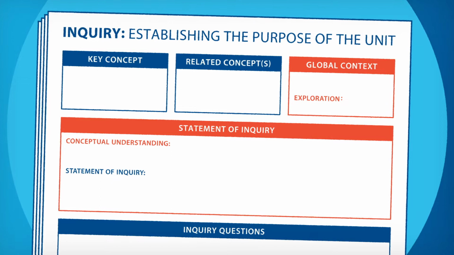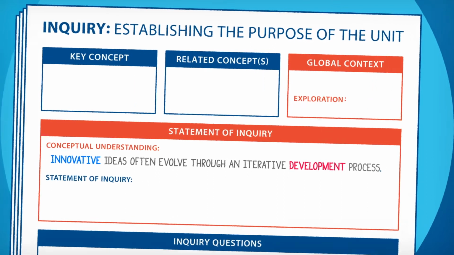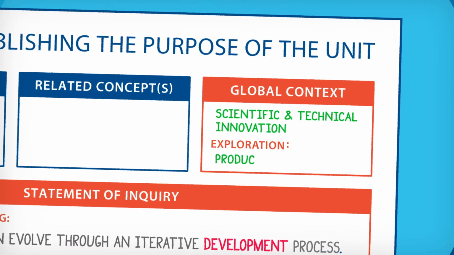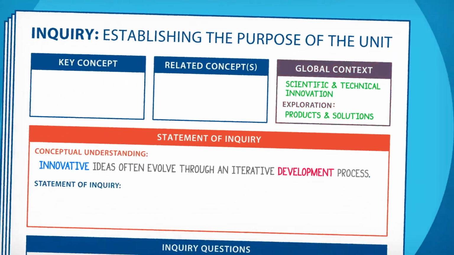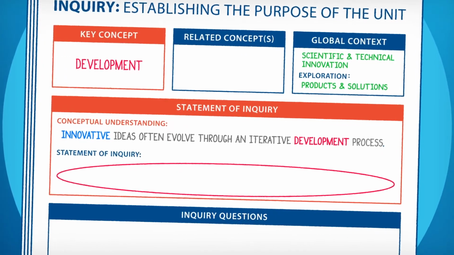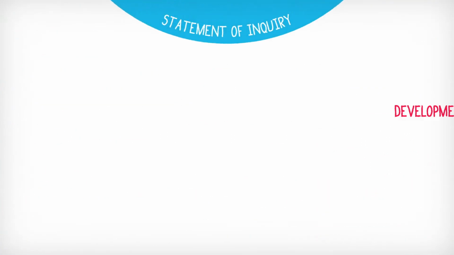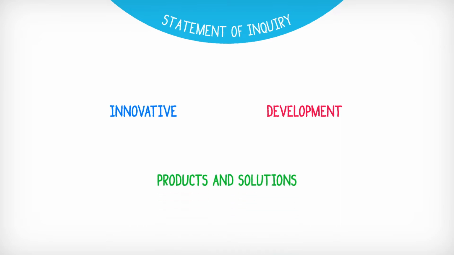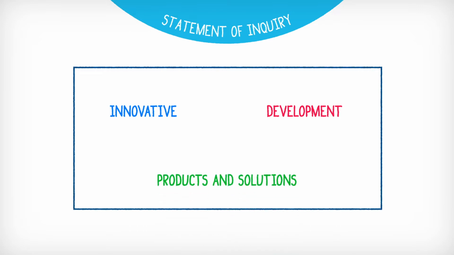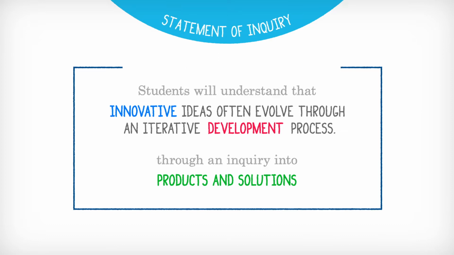Continuing our example from design described in the previous video, let's take a look at the conceptual understanding and the selected global context and the global context exploration. At this point, the statement of inquiry can be constructed by combining the key concept, the related concepts, and the global context exploration. It may be helpful to consider the roles of the key and related concepts and the global context exploration through a thinking frame. Students will be exploring these concepts and the relationship between them through inquiries grounded in the global context exploration.